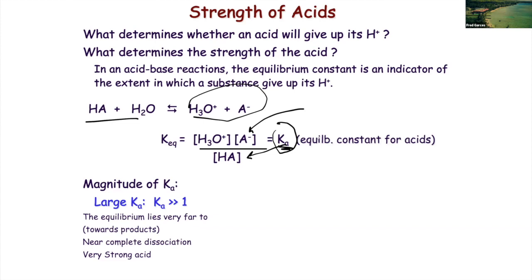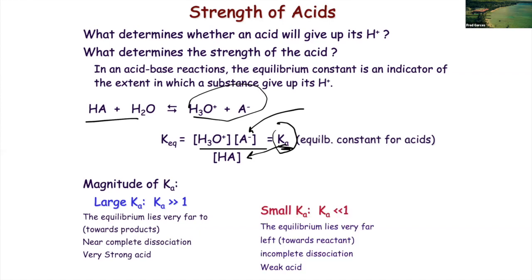So like I said, the Ka is an indicator of efficiency. If it's greater than 1, basically it's telling you it favors the product side. If it's less than 1, it's going to favor the reactant side. Depending on how small that Ka value is, it's going to tell you how inefficient the reaction is in forming the products.